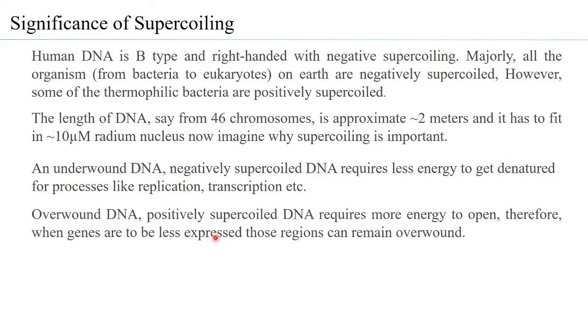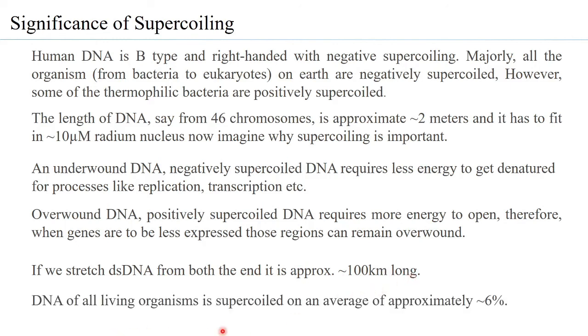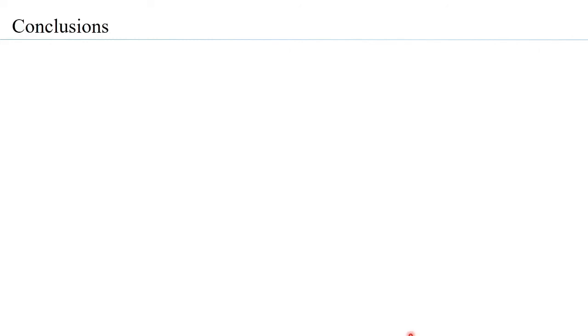Overwound DNA is positively supercoiled and this requires more energy. Therefore, when genes are to be less expressed, then those regions can remain as overwound DNA. This is hypothetical: if we stretch double stranded DNA from both ends, it is approximately 100 kilometers long. DNA of all living organisms is supercoiled on an average of approximately 6%. So you have all living organisms having DNA supercoiling.